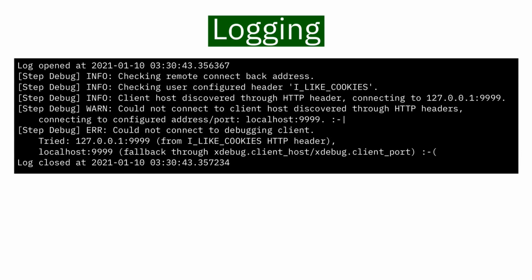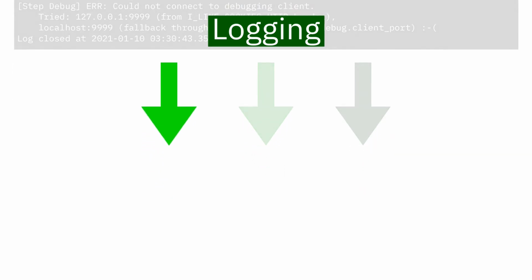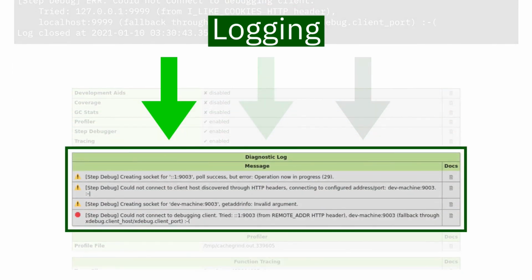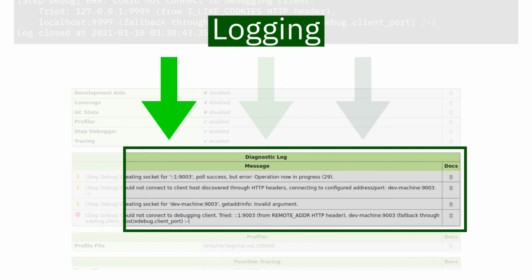Xdebug 3 has an internal logging mechanism that directs log messages to different outputs. One of these outputs is the diagnostics log, which is part of xdebug_info output. Critical errors, and warnings that are generated by Xdebug are displayed here. Each entry also has a link to the Xdebug documentation, which explains what the warning or error is about and how they can potentially be solved.